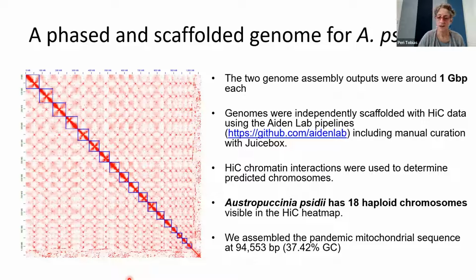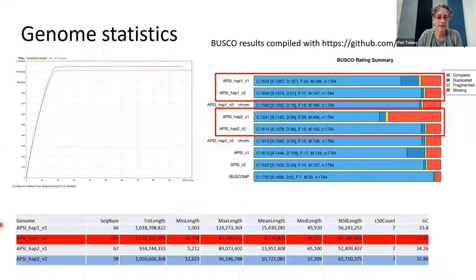We also assembled the mitochondrial sequence at 94,500 base pairs, and that is included in the genomes that have been loaded to NCBI as well. Some statistics on the genome are here. So if we can focus on the colours here, red is, I've called it HAP1, if we think of it as genome 1 or genome A, and HAP2, genome B.